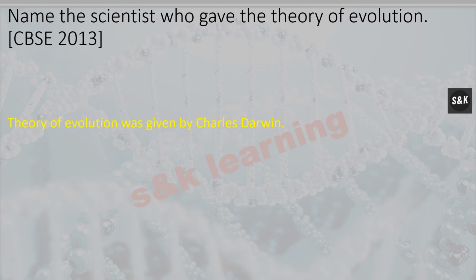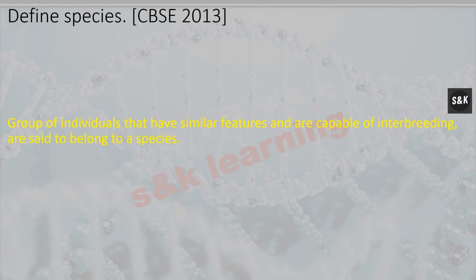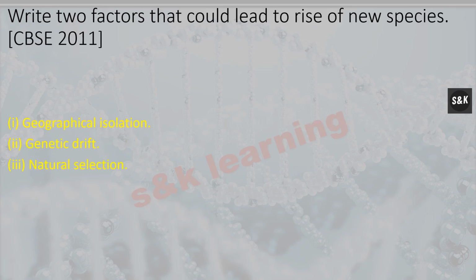Name the scientist who gave the theory of evolution. The theory of evolution was given by Charles Darwin. Define species. A group of individuals that have similar features and are capable of interbreeding are said to belong to a species. Write two factors that could lead to the rise of a new species. Geographical isolation, genetic drift, natural selection.